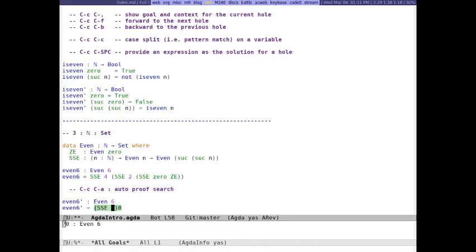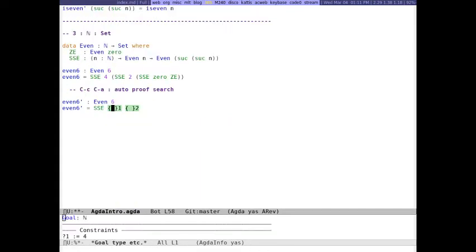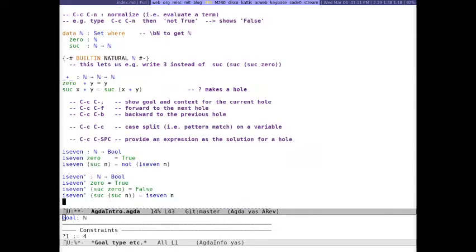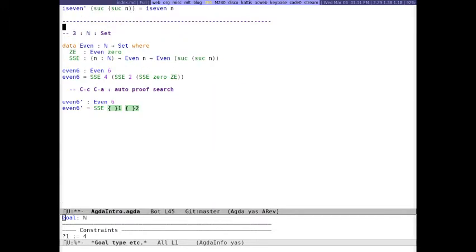So I say SSE something something. If I go in this hole and do Control C, Control comma, did I put that on here somewhere? I did, yeah. Control C, Control comma shows you information about that hole. It says your goal is to give a natural number, and by the way, there's a constraint that says this hole has to be equal to 4. So it actually already knows that the hole has to be 4.